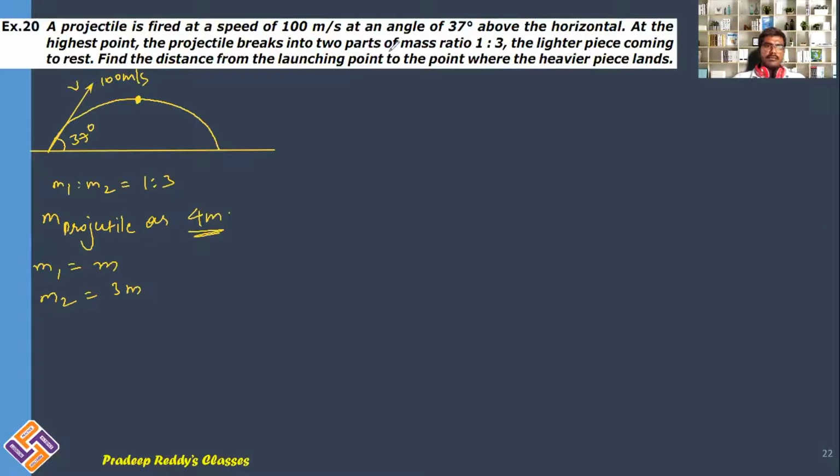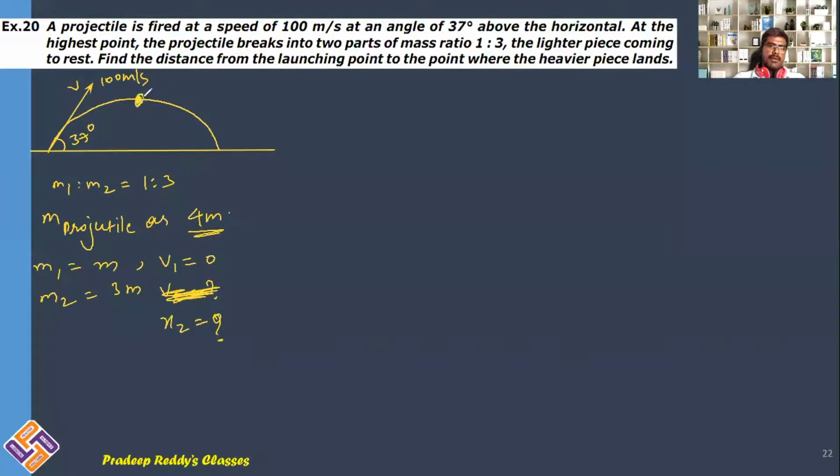The lighter piece comes to rest. So that means the lighter one is coming to rest. That means v1 is equal to 0. Find the distance from the launching point to the point where the heavier piece lands. So you want to find out v2. Distance he is asking. x2 you are supposed to find out. Distance he is asking, not v2. You want to find out where the second part is falling down.